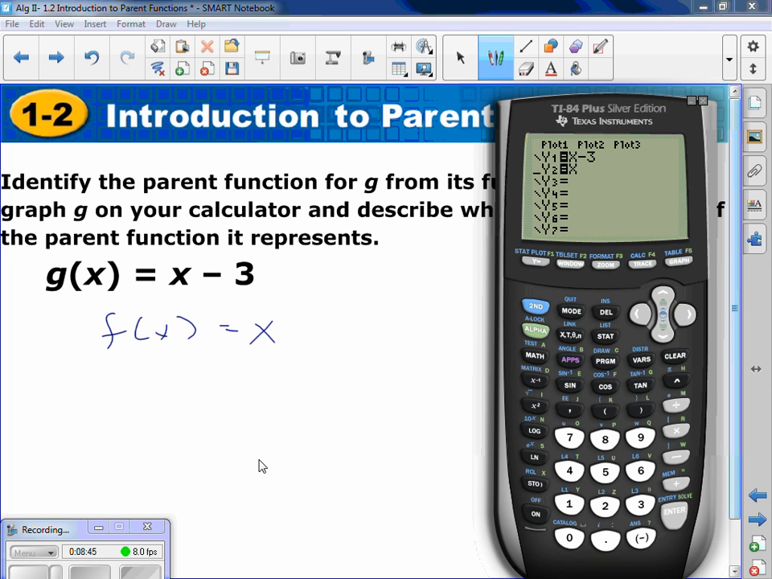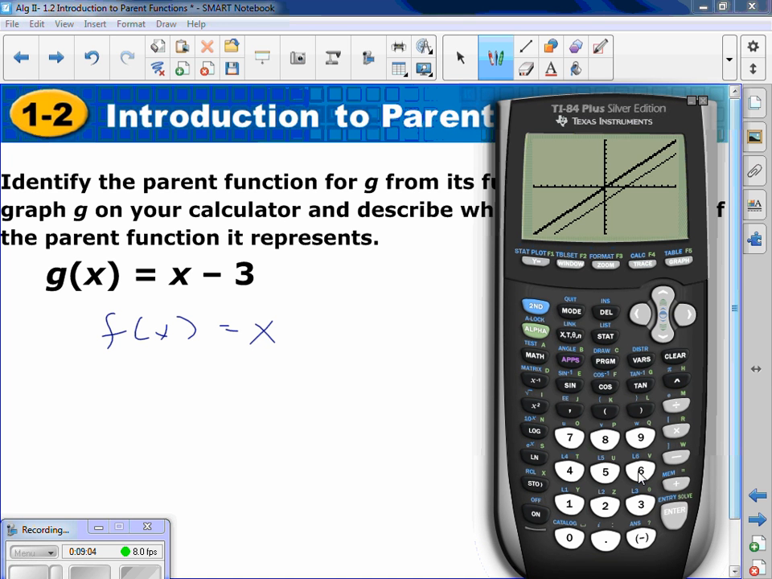Now, some of you haven't used the calculator before. You don't know what was done with it. So I want everything standardized. So we just hit zoom 6. That will graph just a standard graph in the standard window.